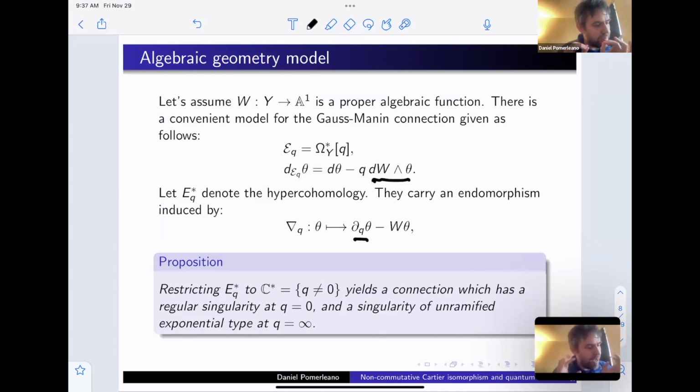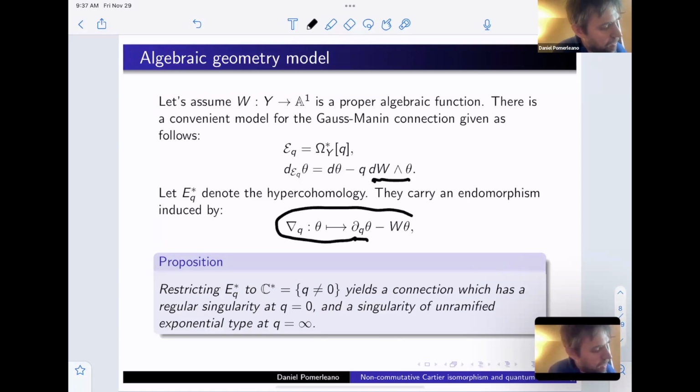Because I have some singularities in my space, this cohomology will not at all be finite over Q exactly. But if you take the cohomology and restrict it to Q not equal to 0, then it becomes this connection here. So then one obtains a vector bundle, and the singularity at Q equals infinity is of unramified exponential type. I'll explain the reason this works. Because I have certain singularities here, it's better to use the language of D modules.